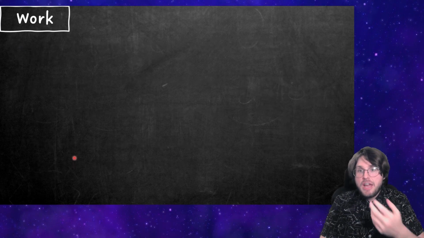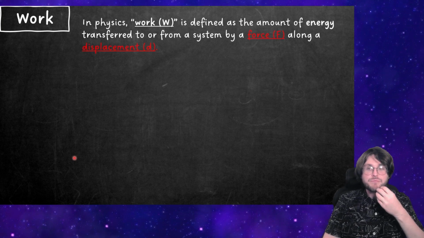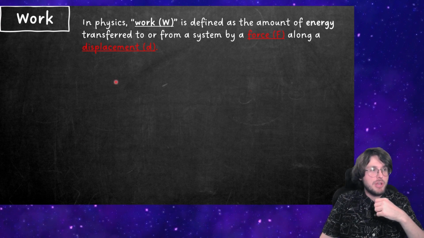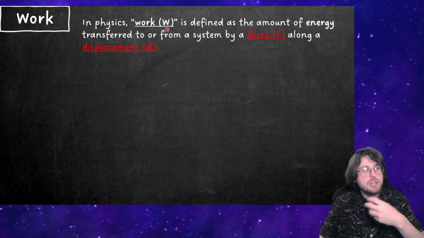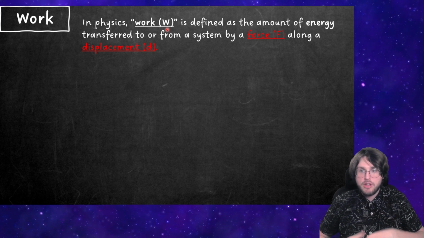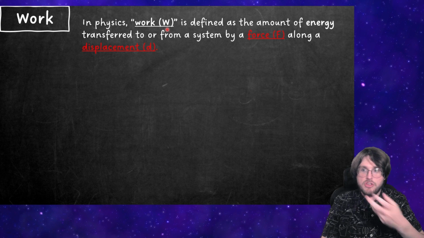And so the other side of energy is officially the principle of work, which again was understood by humanity for a long time, but was officially formulated in physics fairly recently, sometime around the 1800s. And so in physics, work, denoted by capital W, is defined as the amount of energy transferred to or from a system by a force or a push along a certain displacement, which is denoted by D.